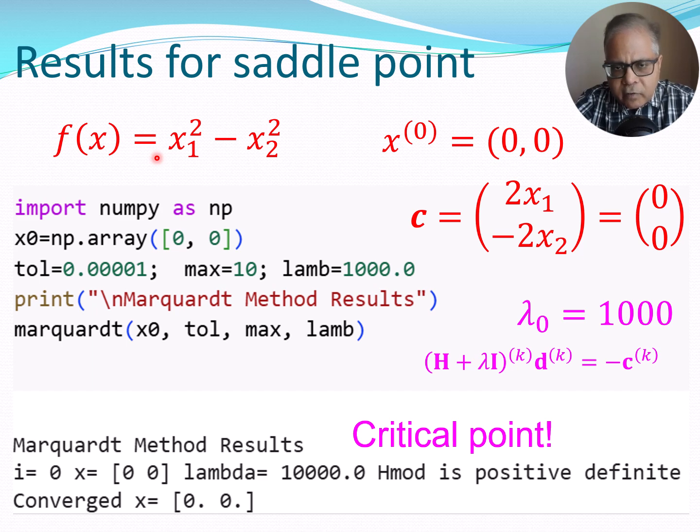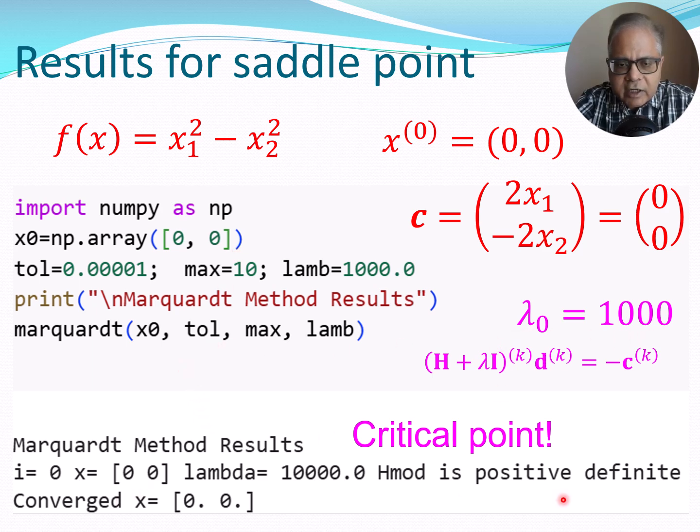Now, what would happen if I actually gave 0, 0 as the starting point? Remember, 0, 0 is a critical point of this function. So C is 0, 0 here. So I do that here. I put the starting point as 0, 0 and I run this code with lambda is 1000.